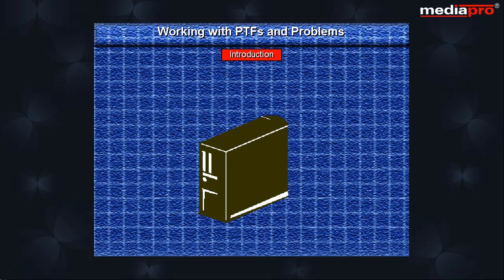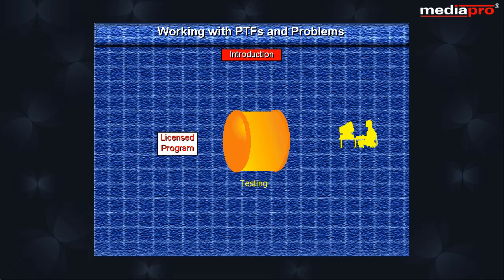In this chapter, we shall look at Program Temporary Fixes, or PTFs as they are more popularly called. We will also see how to identify problems on the system and how to analyze and report problems to IBM. All licensed programs are put through extensive testing before they are made available to the users. However, some problems are discovered only later on.